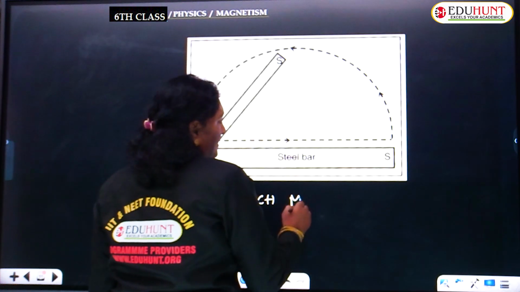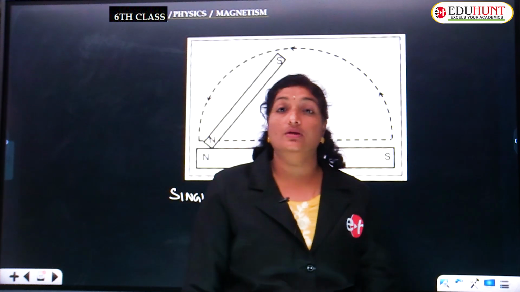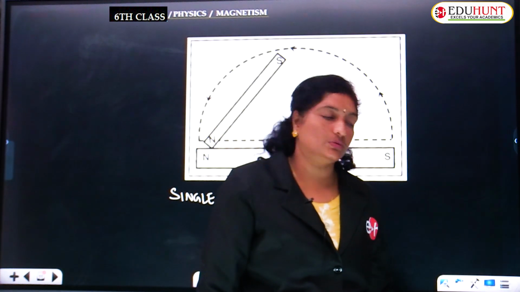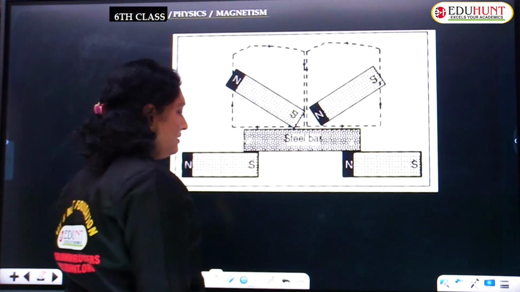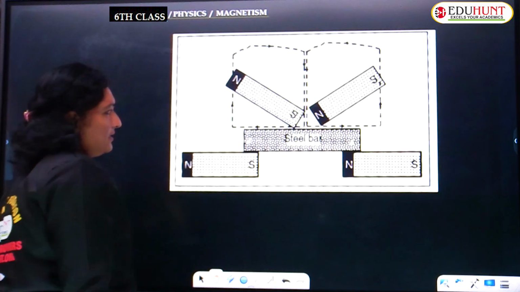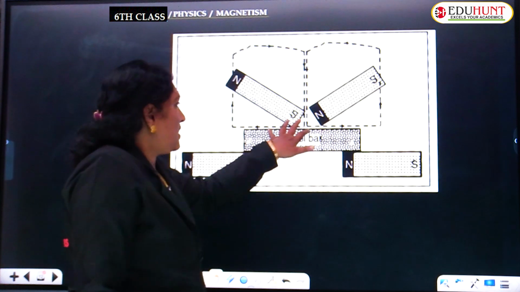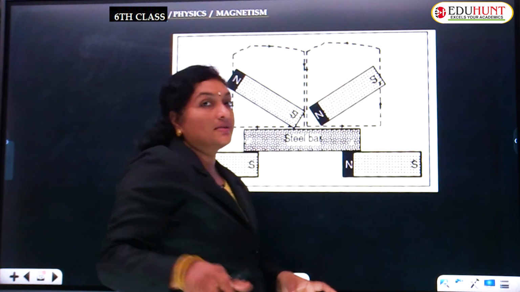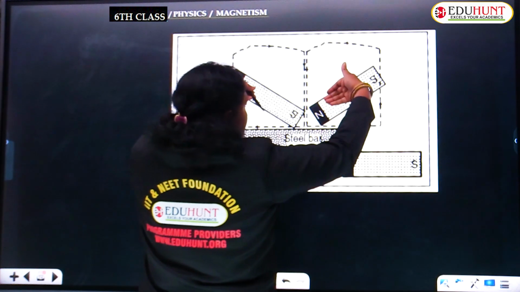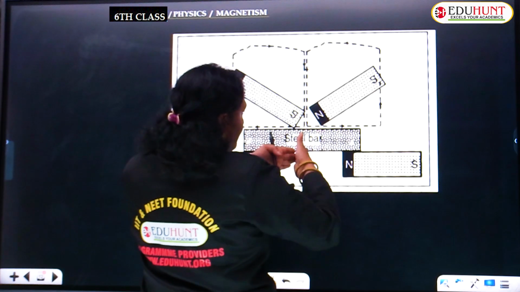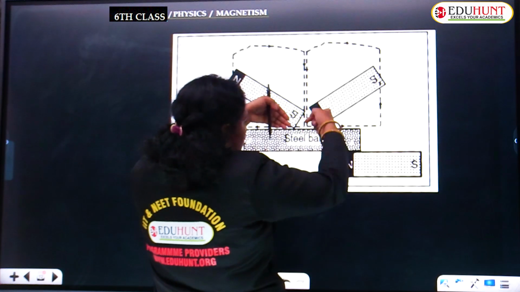Now we shall also understand another method, that is the double touch method. Double touch method is again of two types. One is the divided double touch method and the other is simply the double touch method. So what is the divided double touch method? Again consider that steel bar. Now, double touch means you have to consider two magnets. Keep one magnet here, the other magnet here, such that at the middle, for one magnet the north pole must be facing and for the other magnet the south pole must be facing.